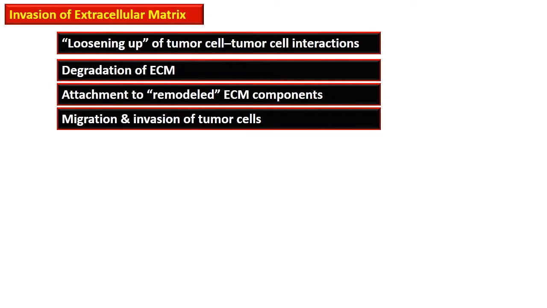So the major steps for the invasion of extracellular matrix are loosening up the tumor cell interaction, which means the tumor cell is now going to be motile, degradation of the extracellular matrix, both the basement membrane and the interstitial connective tissue, attachment of this tumor cell with the remodeled extracellular matrix components, and then migration and invasion of the tumor cells.